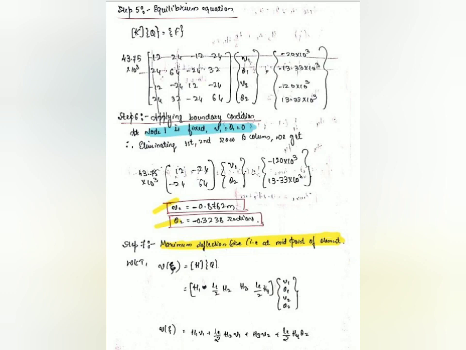In the current question, it's a cantilever beam with one end fixed, that is node 1 is fixed, meaning V1 is 0 and theta 1 is 0, that is vertical displacement and slope at node 1 is 0. So eliminating row 1, row 2, column 1 and column 2 and operating this mathematical calculation, you got V2 equal to minus 0.8762 meter and theta 2 as minus 0.3238 radians.